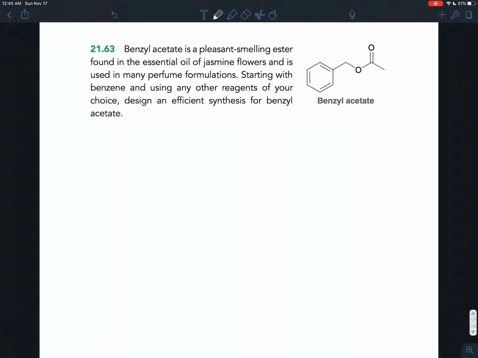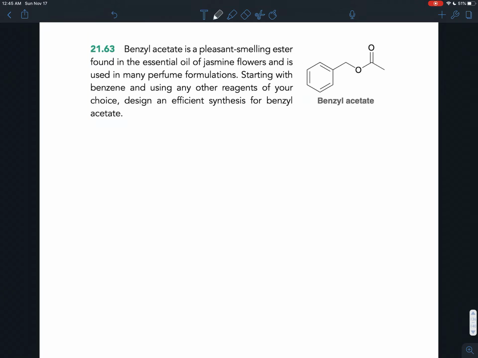Exercise 2163 is talking about benzyl acetate. If you've ever smelled jasmine flowers or gardenias, that delicious odor is partly coming from benzyl acetate, and so they're introducing it here as a pleasant-smelling ester found in the essential oil of jasmine flowers and used in many perfume formulations. Starting with benzene and using any other reagents of your choice, design an efficient synthesis for benzyl acetate.